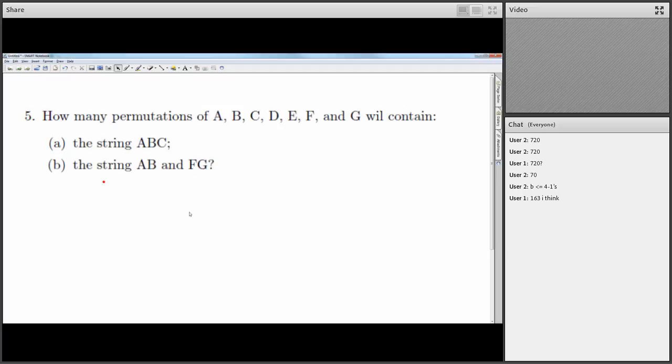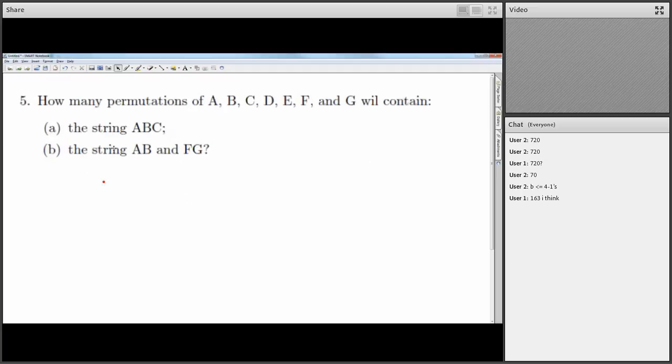Cool. So thanks very much, guys. Next one, we'll look at how many permutations and how many orderings there are of these letters. I should fix my typo up. How many permutations of these 7 letters will contain the string ABC? And when I say contain the string ABC, that means in that order.